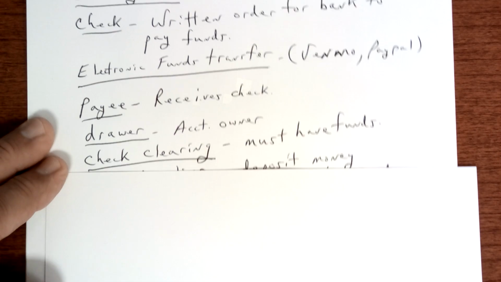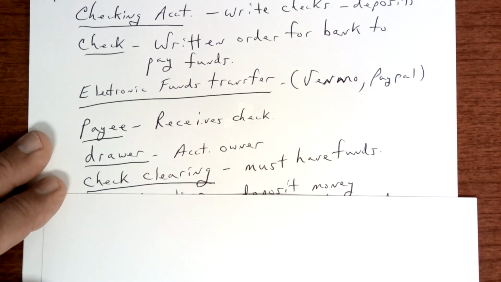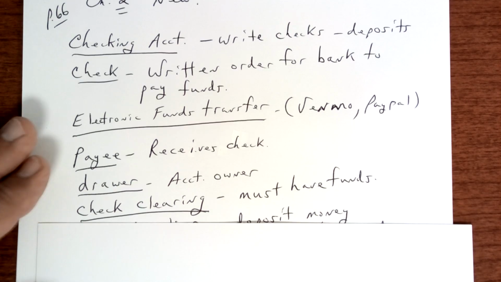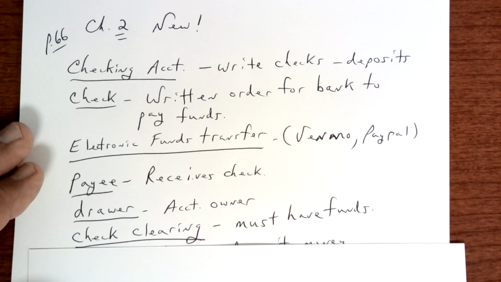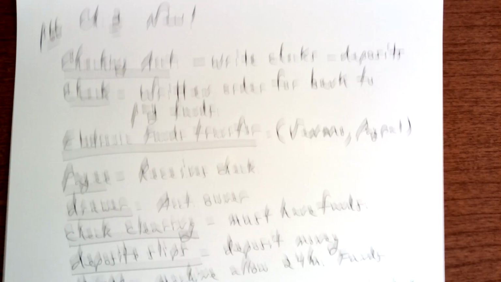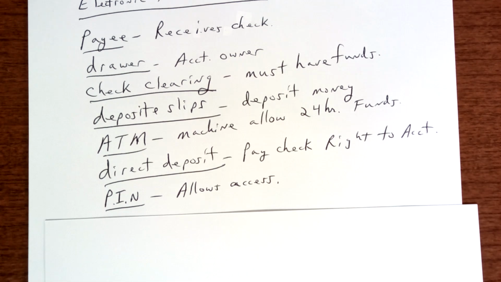Let's talk about a new chapter here. On a new sheet of paper, copy all of these notes down. Put down chapter 2. We're going to talk about checking accounts. Okay, so chapter 2. All right, I'm going to slide this up, copy the rest of it. Now let's talk about this.